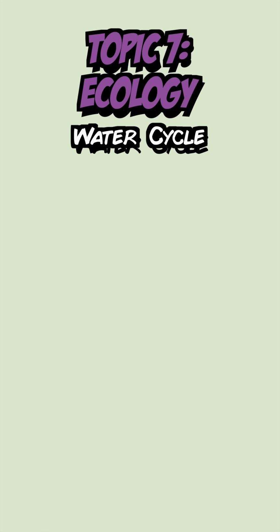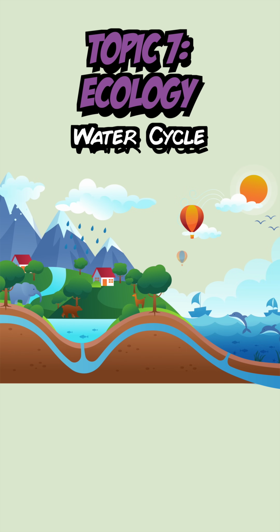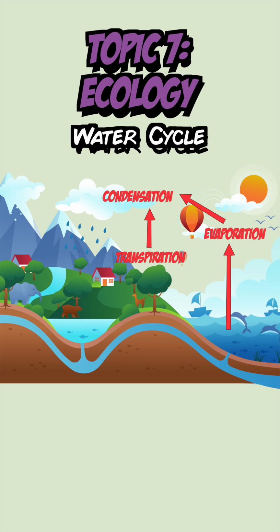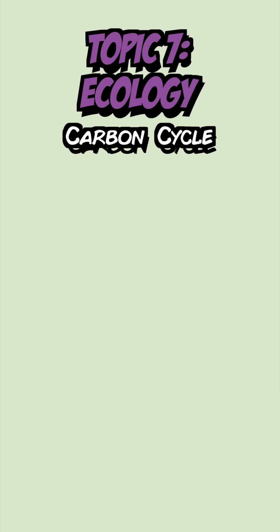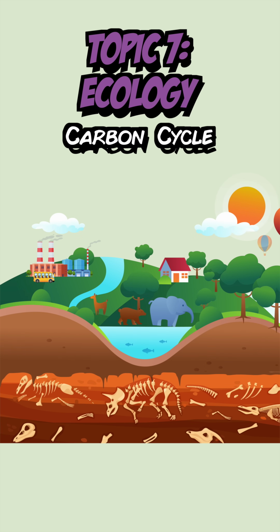Next up, we have the water cycle, which shows how water recycles around the environment. It evaporates from the ocean and also from plants as transpiration, and condenses as it rises in the air. The water then falls to the ground as precipitation, where it can run off into the ground and go back around again. Similarly, we have the carbon cycle, which recycles the element carbon around the environment.